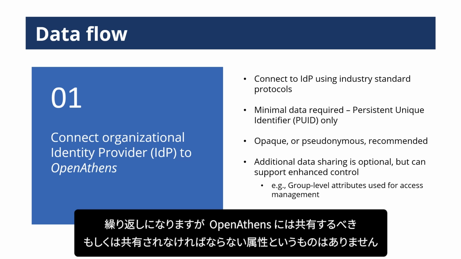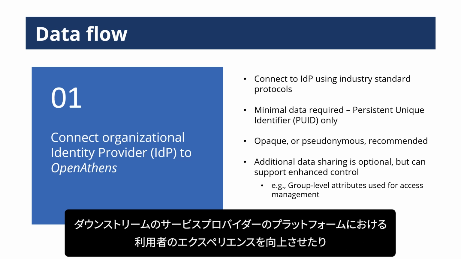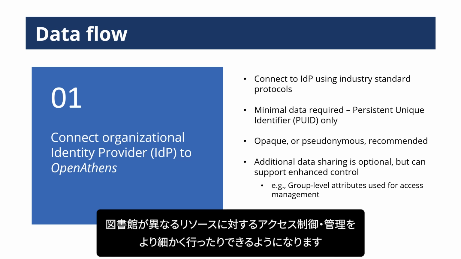So again, while there is no minimum or maximum data that should be shared or must be shared with OpenAthens, there are certain types of data that could be shared with OpenAthens to enhance either the user's experience in downstream service provider platforms or to enhance the library's experience of controlling access to different resources.